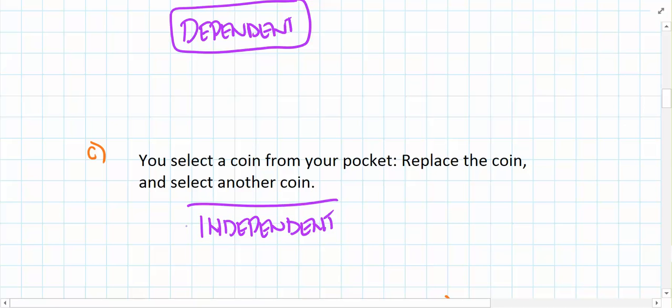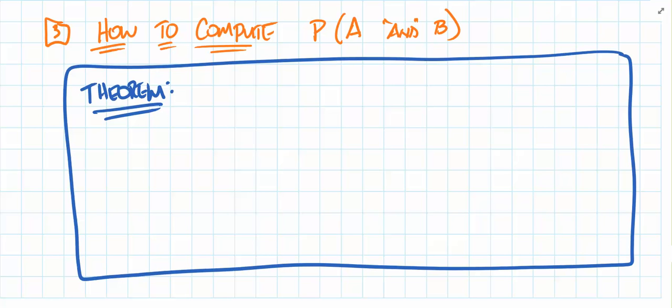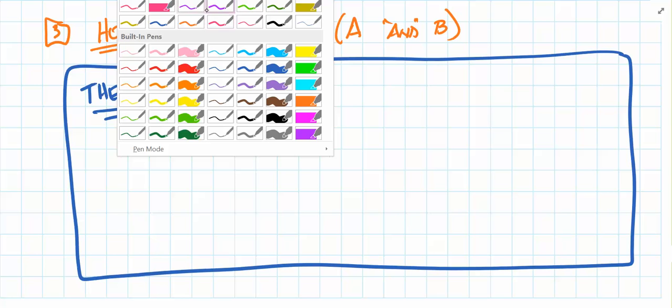Okay. All right. So the way that we move on is we want to compute the probability of 2 events if they are independent from one another. So we want to first start out by talking about what it would take for us to understand how to compute the probability of event A and event B happening together if they are independent events. So here's a theorem that I have for you. It's an important one. We'll write this down.